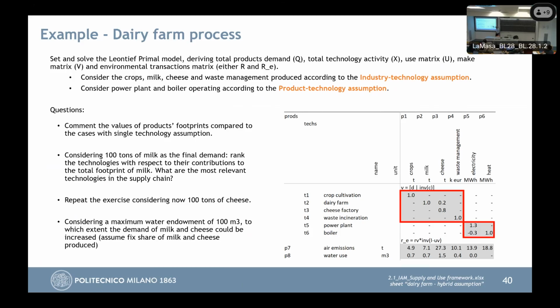Like here, for example, we have cheese is produced 20% by the dairy farm, 80% by the cheese factory. Makes sense. While there is another cluster that works with the inverse of C. So we have the production of power plant that is also producing heat, that represents a saving of heat produced by boiler. Is the idea. Now, this implies that the problem is all in the characterization of this matrix, this big V here.